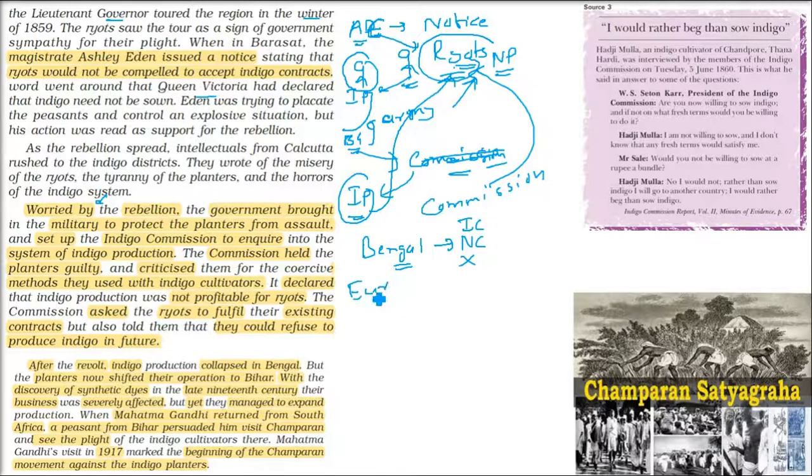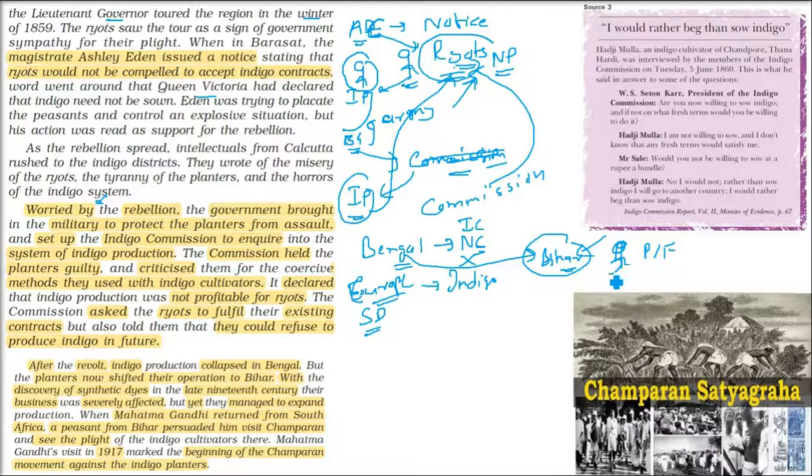Now the European planters still wanted this good quality indigo from India. The discovery of synthetic dyes was also going on, artificial dye colors, but still indigo was required. So that is how indigo cultivation in Bengal was affected. But still they expanded this work in Bihar. So these peasants and farmers in Bihar were doing indigo cultivation because of these planters.